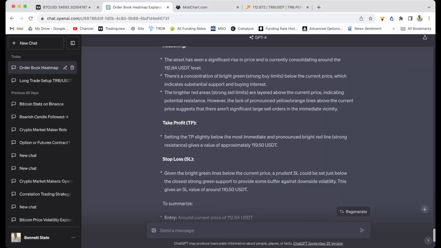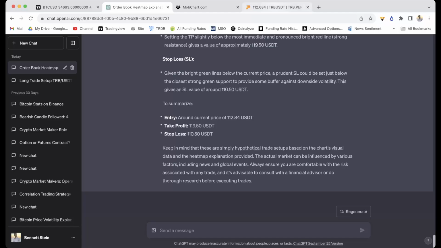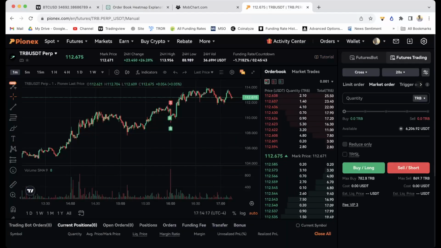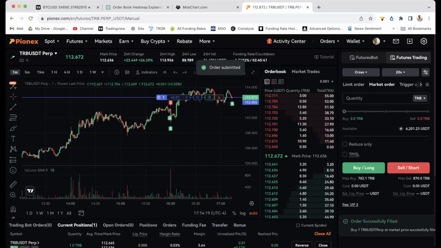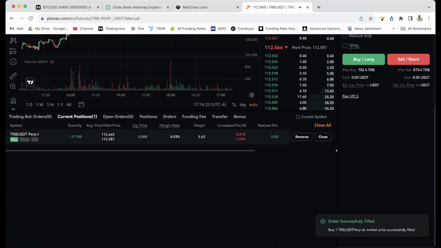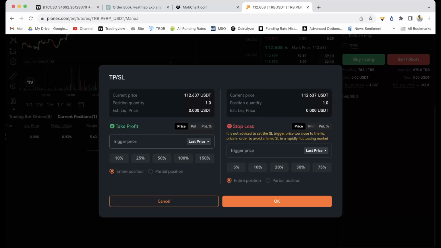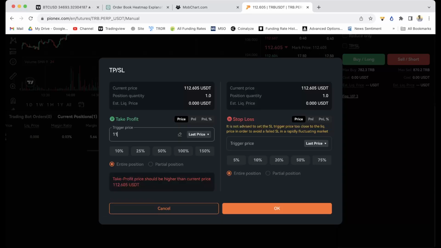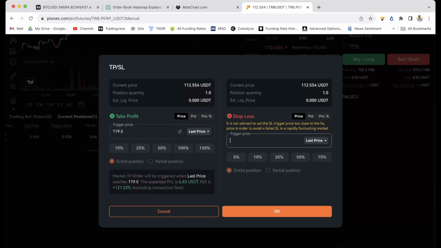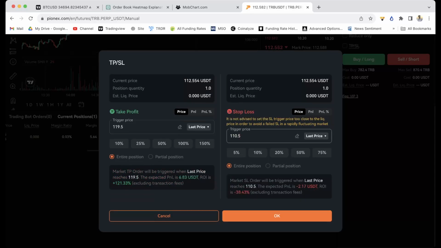So, you know what? What I'll do is we're going to enter into 1. We'll see how this does. I'm just going to mark order 1 TRB. Done. You hear the loud click. Maybe not the best price to do it at, but I'm just going to do what the bot told me to do. My take profit's at 119.5, and my stop loss is simply at 110.5.